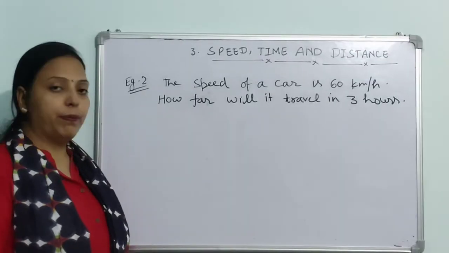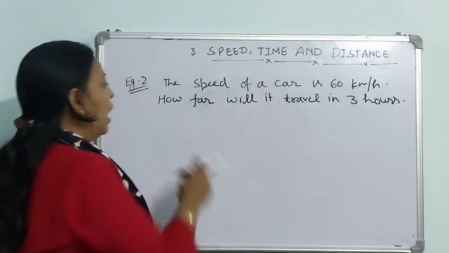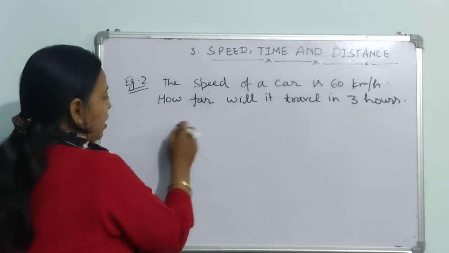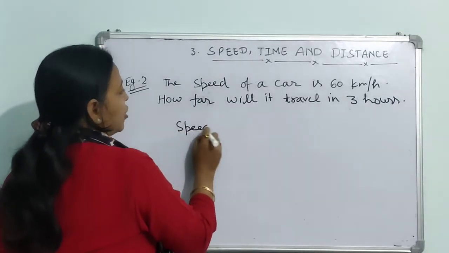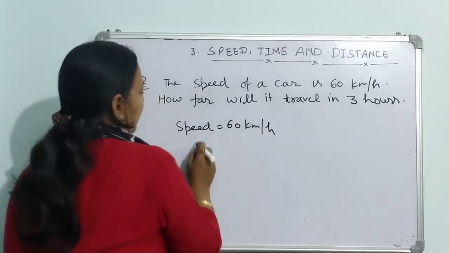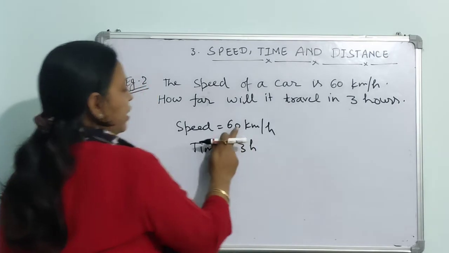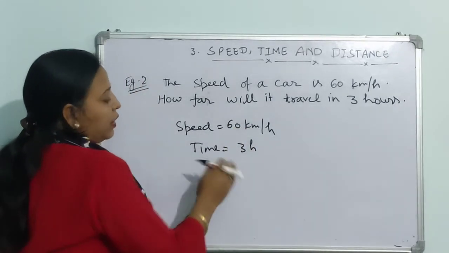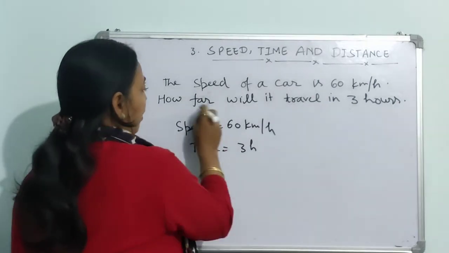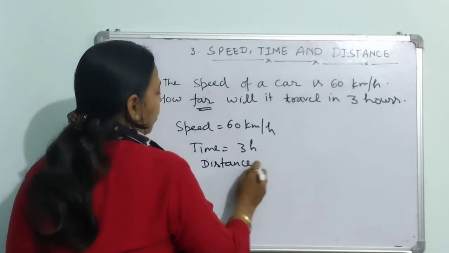Now next example, the speed of a car is 60 km per hour. How far will it travel in 3 hours? So again you note down what is given in this question. Speed is equal to 60 km per hour, and time is given 3 hours. Time also is given in hour and speed is also in kilometer per hour. Therefore, no need to change anything. Now, what you have to find, how far will it travel? Means you have to find the distance.